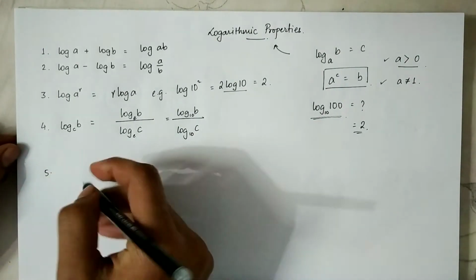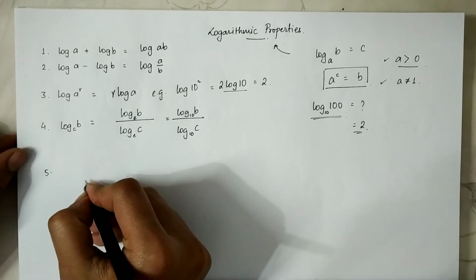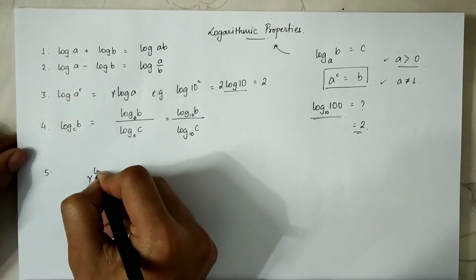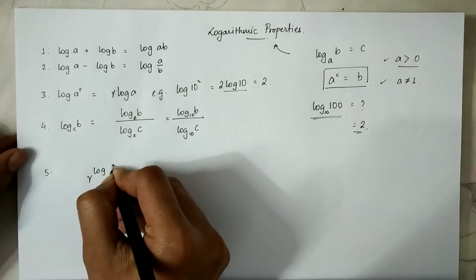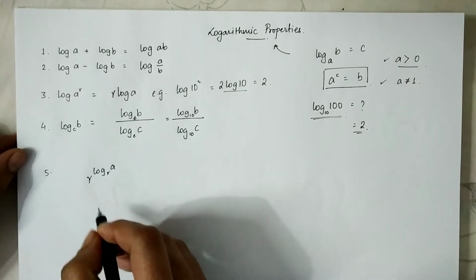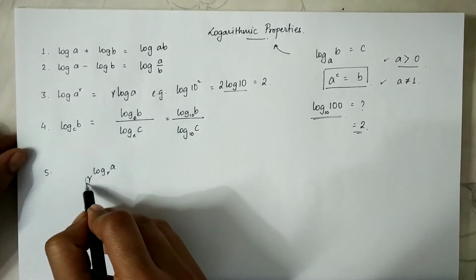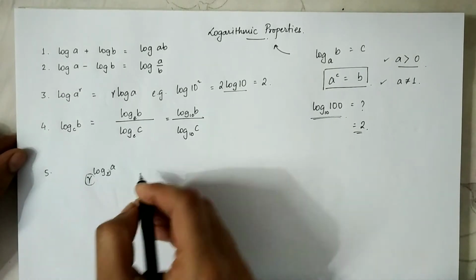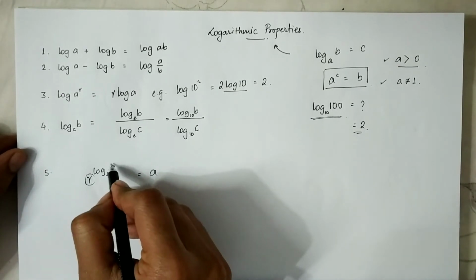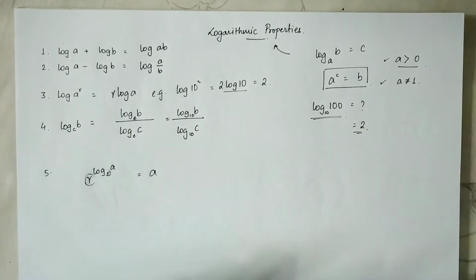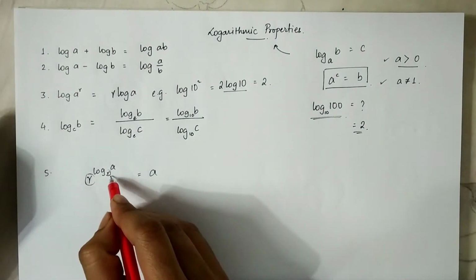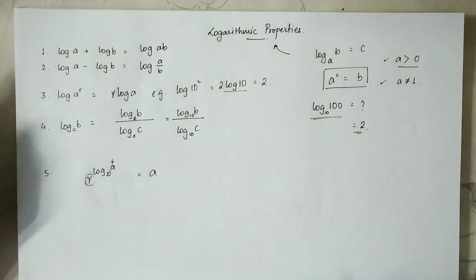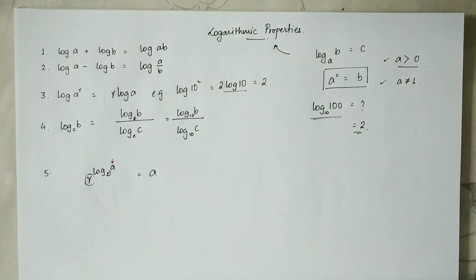There is another property which it follows. If you witness that a to the power log base a of r, then if this element and this element are the same, then the value of this is nothing but r, which is this element. So if this element and this element are the same, then this element is the answer to this.